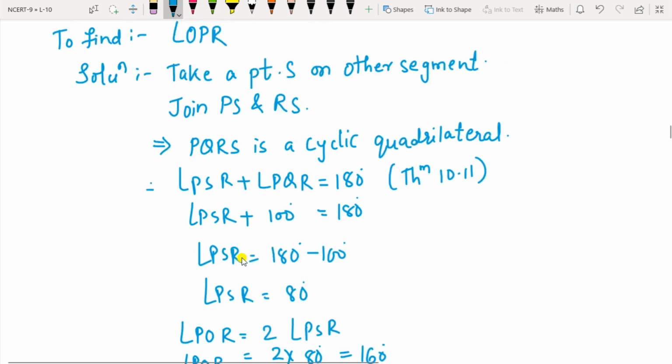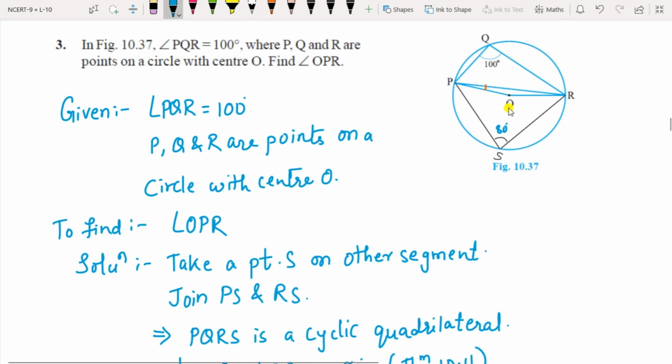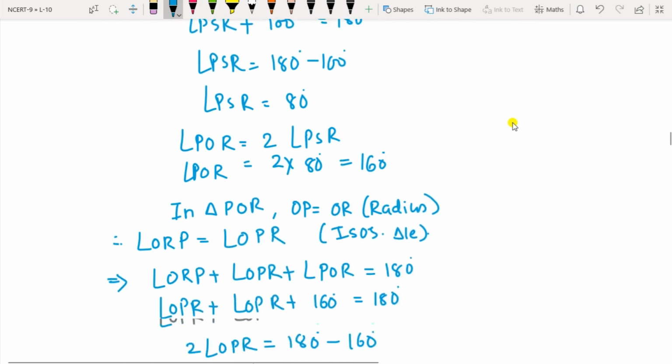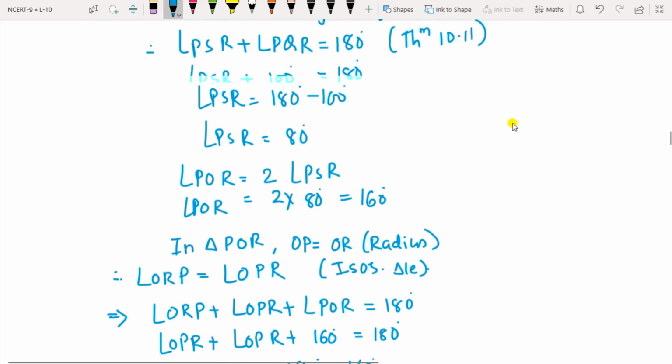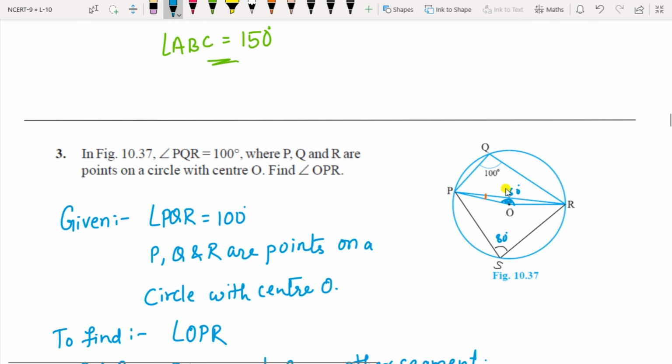Now you have to find the center angle here. So if this is 80, so this will be double of this angle. So this will be your 2 times 80. So 2 times 80, it will be 160. So this angle will be your 160 degrees because it is the center angle. Right? And now consider triangle POR here. So consider the small triangle POR, this one.